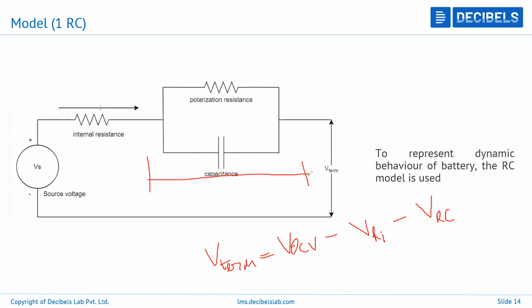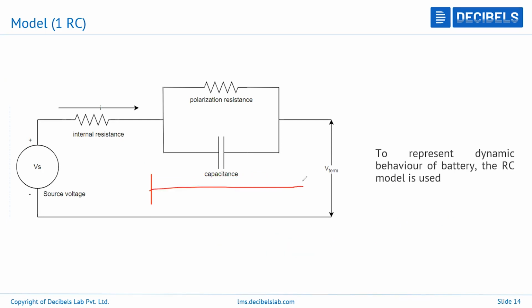So this is the RC branch, that's why I'm giving it as RC. So the total terminal voltage will be your total voltage drop across the internal resistance and your RC branch, right? This is how we can model this particular part. And if you want to analyze the voltage drop across this, you can use simple Kirchhoff's voltage law, loop KVL, and Kirchhoff's current law as well, KCL.